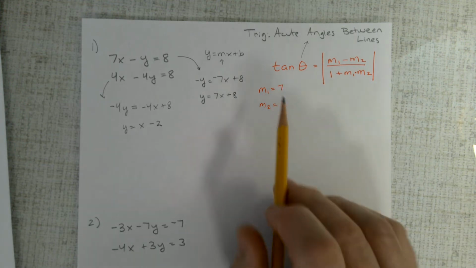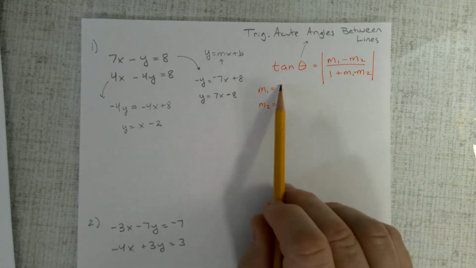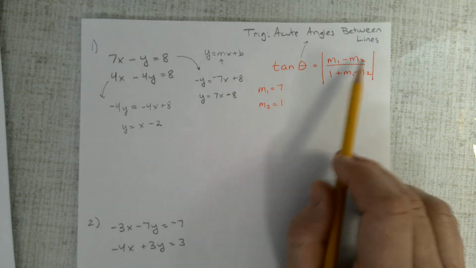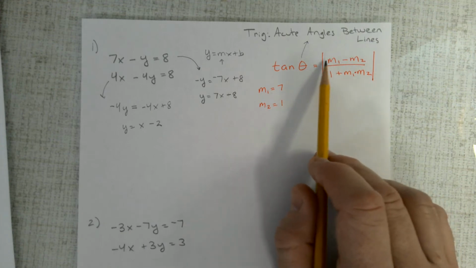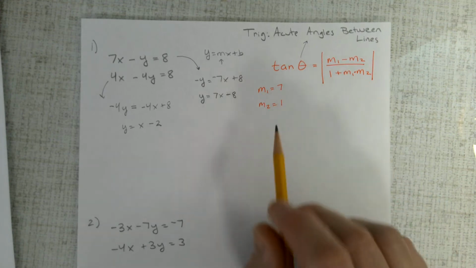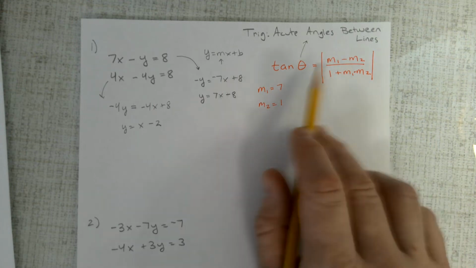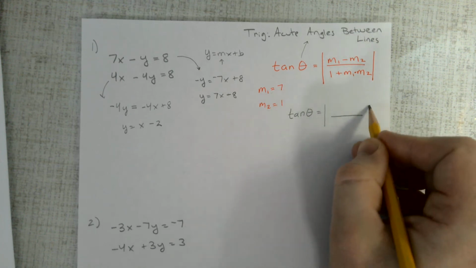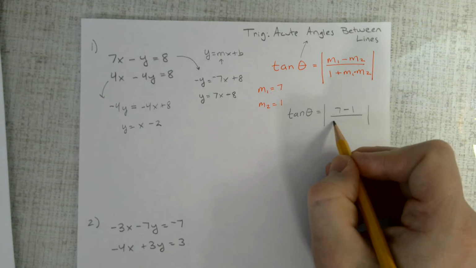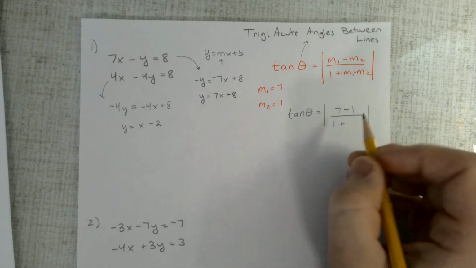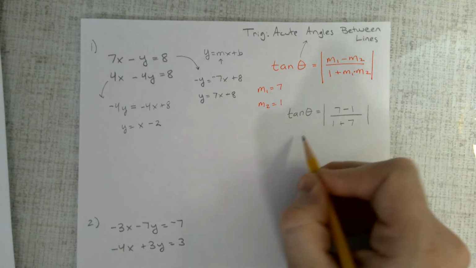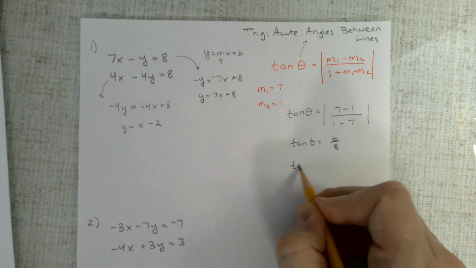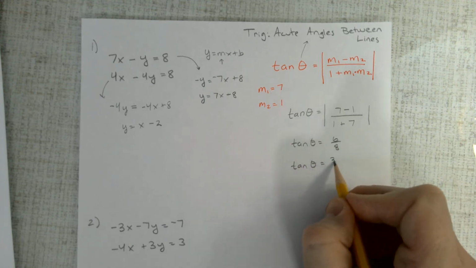Now we have both slopes here, and again, it's absolute value, so it doesn't matter which one's which here. If we do 7 minus 1, we get 6. Absolute value is 6. If we do 1 minus 7, we get negative 6. Absolute value is back to 6. So now that we have our values, we can go ahead and just fill out this equation. Tangent of theta, that's our angle, is the absolute value of 7 minus 1 over 1 plus slopes multiplied. That would be 7. Tangent of theta is equal to 6/8 positive. Tangent of theta is equal to 3/4.